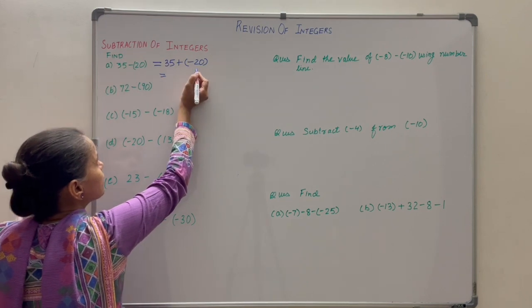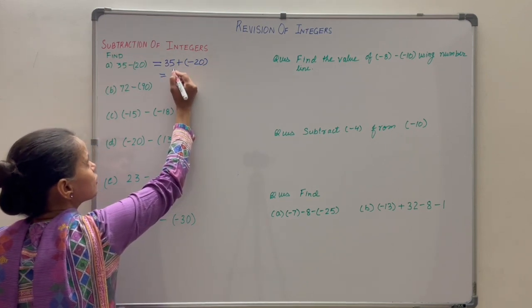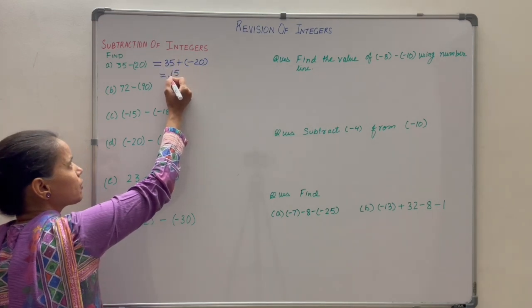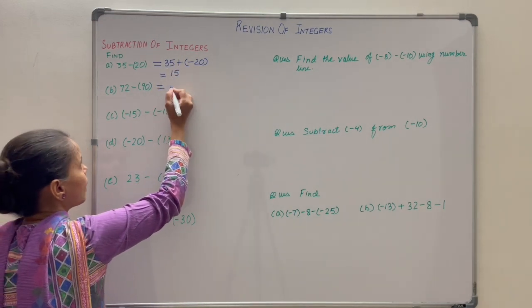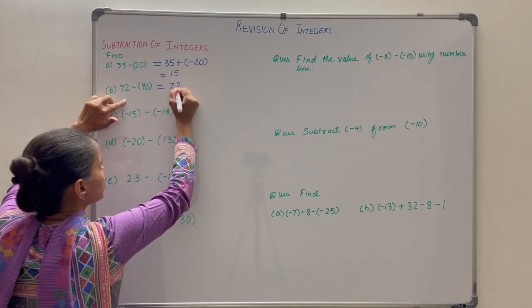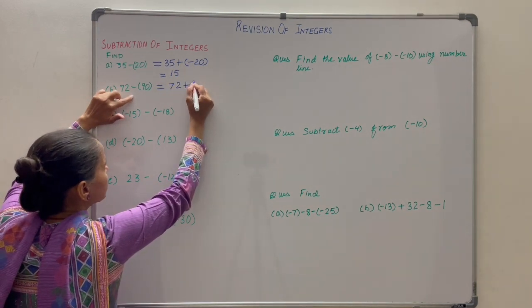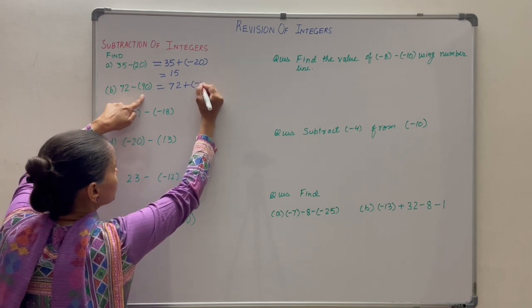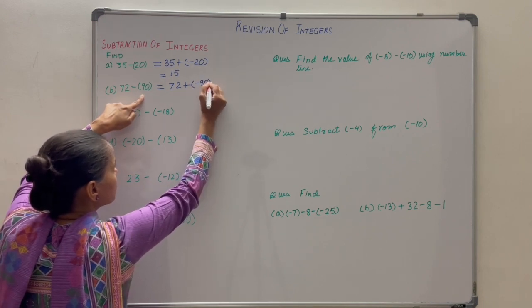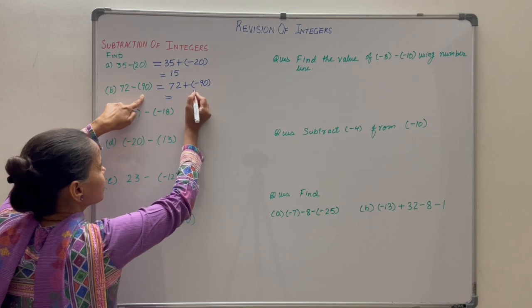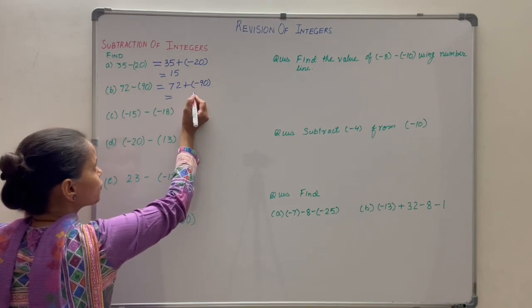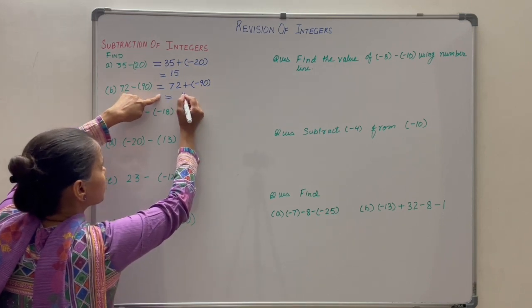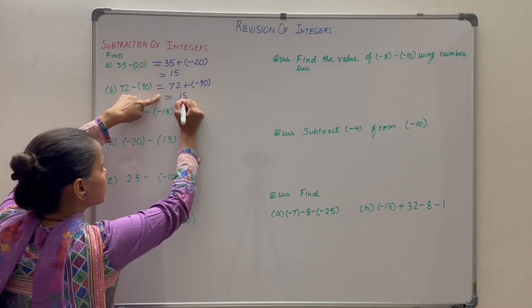So the difference, because this is plus and minus, so 35 minus 20 is 15, and the sign of the greater number is plus: 15. Now here, 72. You need to add the additive inverse of the number that is being subtracted. Additive inverse of plus 90 is minus 90. And both are positive and negative, so you need to find out the difference. 90 minus 72 is 18.